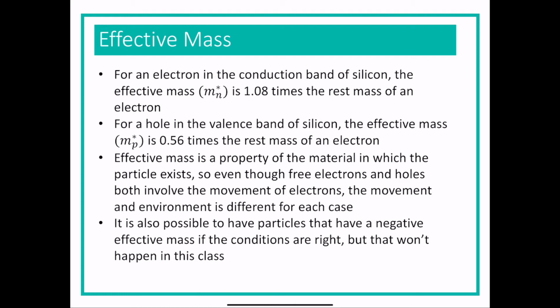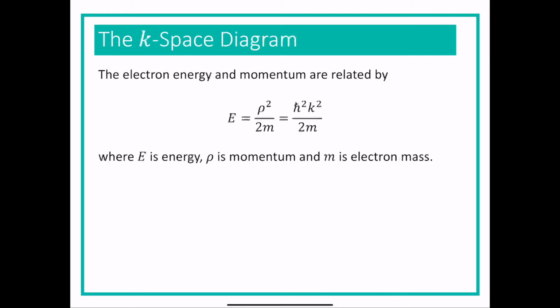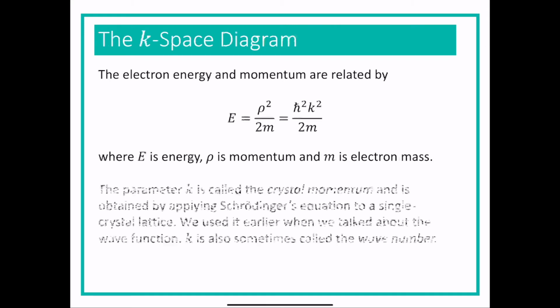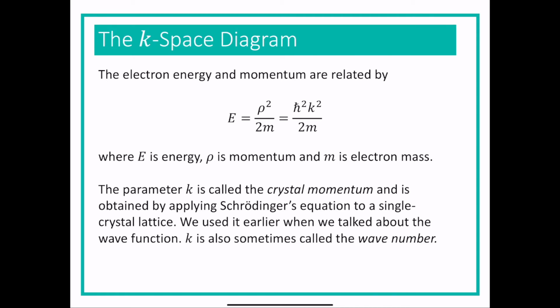So we can relate electron energy and momentum. We actually did that before when we were finding the total energy. If we take p squared over 2m, and the m is just the regular mass, not the effective mass, just regular mass, that is also equal to Planck's constant divided by 2 pi, that h bar thing, squared, times k squared. And k is what we talked about before. It's called the crystal momentum. It's also called the wave number. It's the k that we had in previous lectures. It just has more than one meaning.